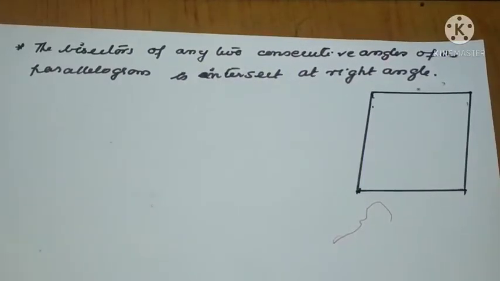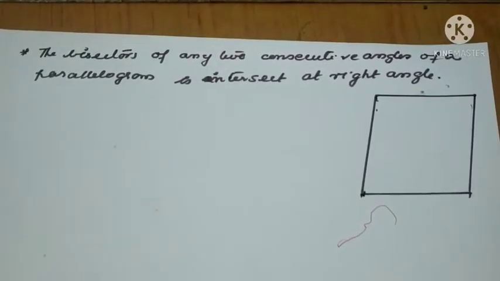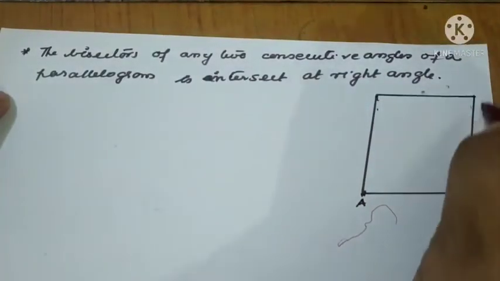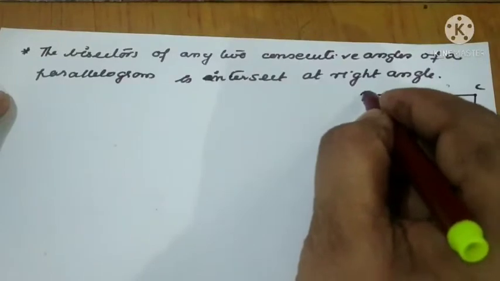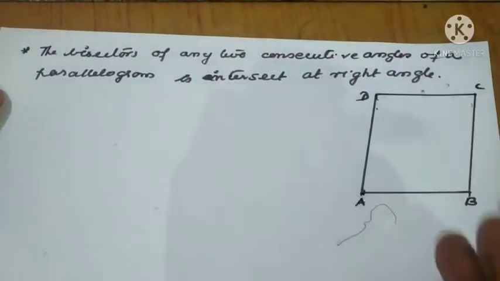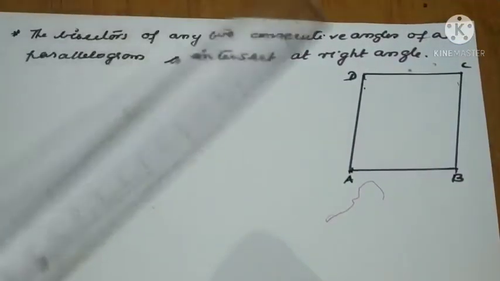The bisectors of any two consecutive angles of a parallelogram intersect at right angles. So the diagram is not given here. We just have to draw the diagram, and according to the question we have to mark. So the bisectors of any two consecutive angles. Let us take that ABCD is a parallelogram. Now consecutive angles means either we can go for A and B, or B and C, or C and D, and D and A only. So here we are drawing the bisectors.